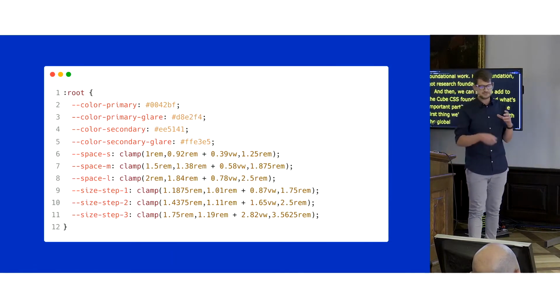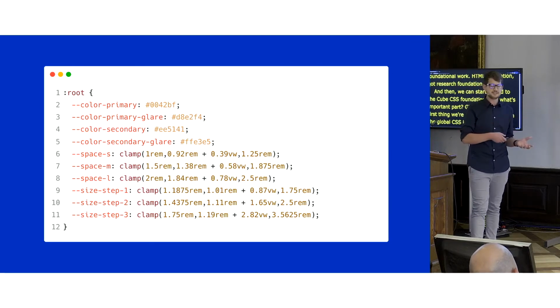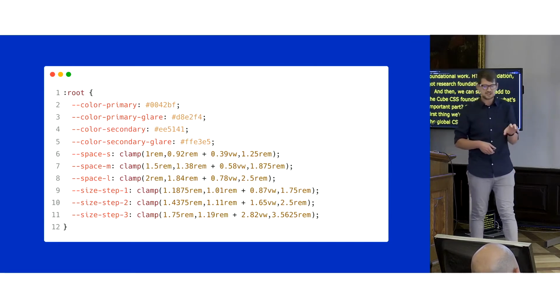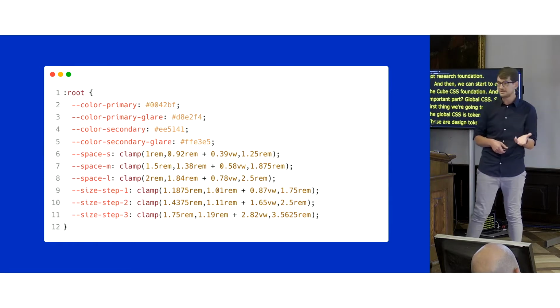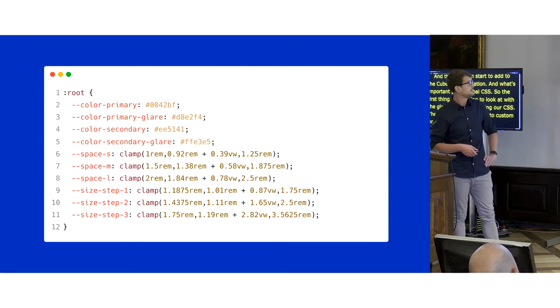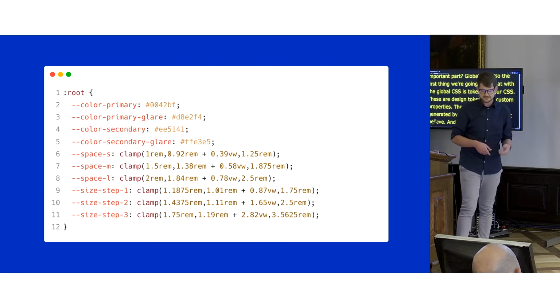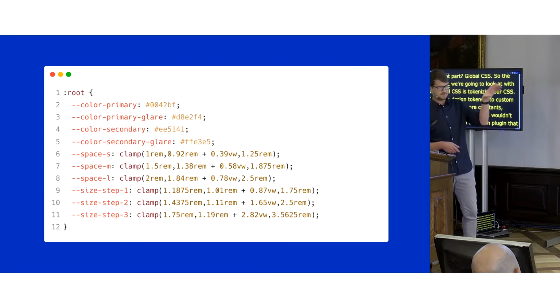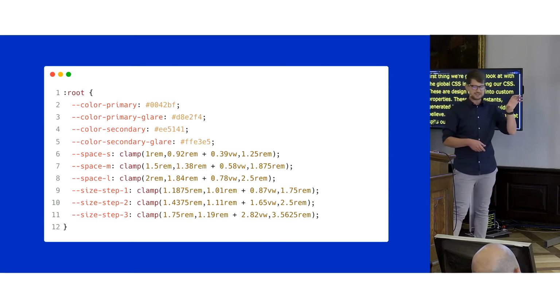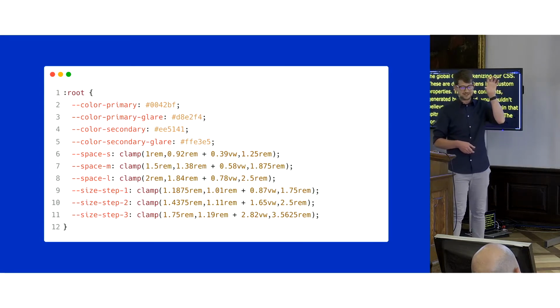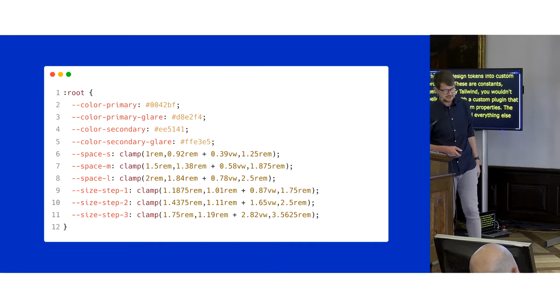So the first thing we're going to look at with our global CSS is tokenizing our CSS. So these are some design tokens that have been converted into CSS custom properties. Now, these are constants. These are generated by Tailwind, you wouldn't believe, with a custom plugin that I put together that spits out these custom properties. Now, these sit at the top of the page, and everything else reads off of them by default. So this is right at the top of our CSS, as global as it gets.